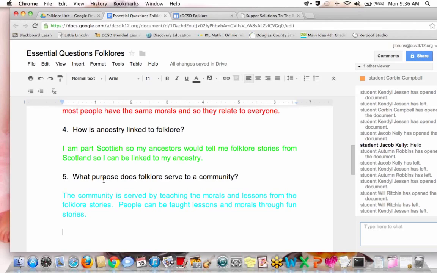And then, what purpose does folklore serve to a community? And we wrote, the community is served by teaching the morals and lessons from the folklore stories. So a community is served by having the same type of morals and the same lessons, and basically maybe that involves the same laws that are created. And people can be taught lessons and morals through fun stories, maybe instead of just being told not to do something. You know what I mean? So maybe you can learn a lesson through a fun story instead of just having your parents tell you something. Okay. So that was really cool, TJ.